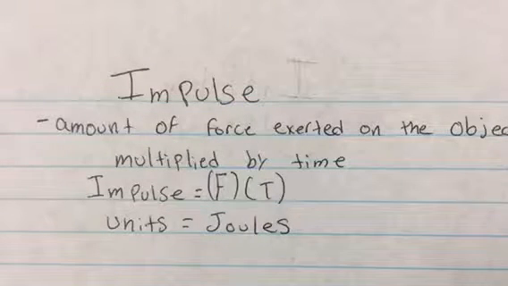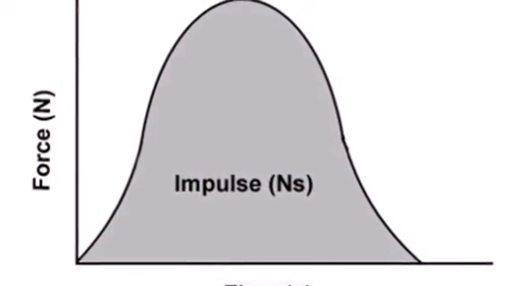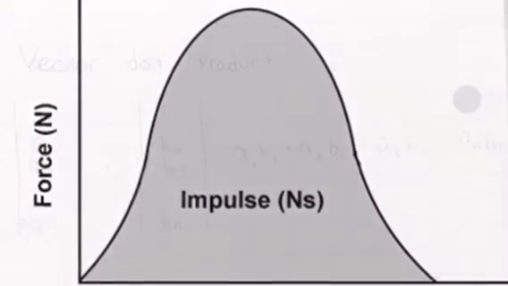Let's talk about impulse. Impulse is the amount of force exerted on an object multiplied by time. Impulse is force times time. The unit for impulse is joules. To graph impulse, you put force on the y-axis and time on the x.